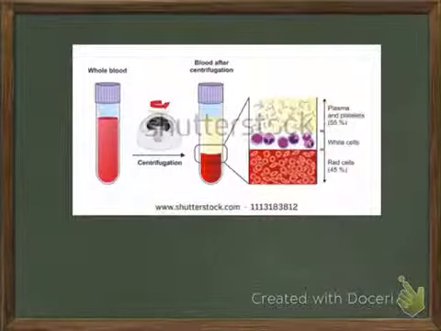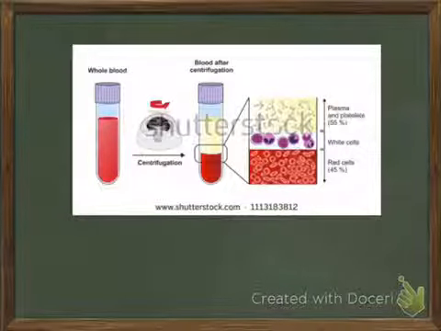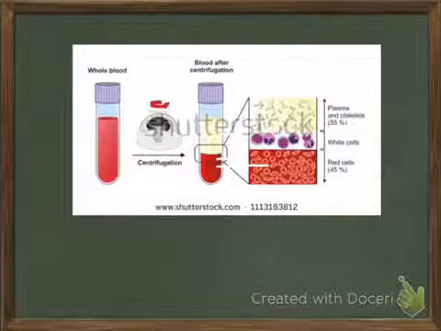In a centrifuge, first whole blood is collected in a tube. After placing it in a centrifuge, it rotates at a high speed and the components of blood will be separated like this, forming different layers. The red portion is called the red blood cells. Here the white portion is called the white blood cells. This yellow portion is called plasma and platelets. So this is how blood is separated by centrifugation.